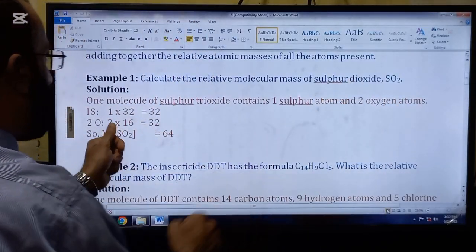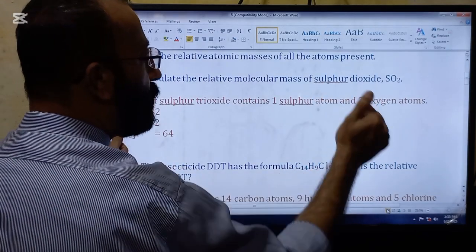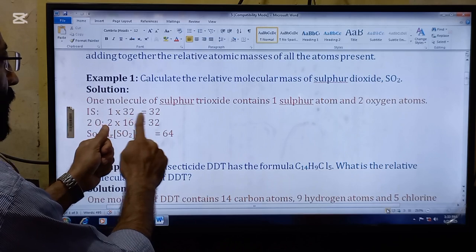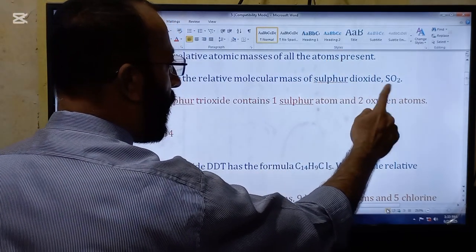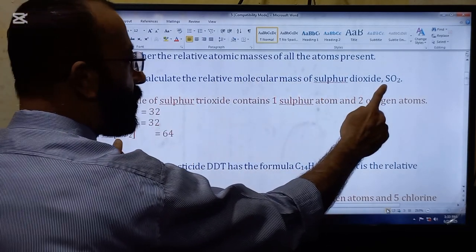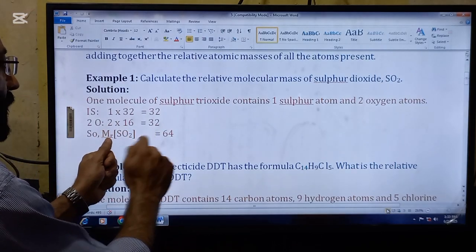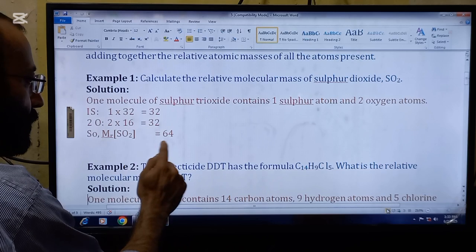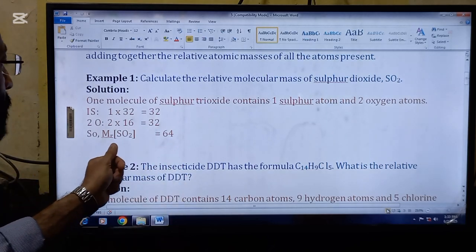So one sulfur atom stands for 1 multiplied by the relative atomic mass, which you can see in the periodic table, is 32. So 1 32 is 32. And there are two oxygen atoms in SO2. So 2 multiplied by the atomic mass of the oxygen atom, 16. So 2 16s are 32. Now you will add these two values, 32 plus 32, this is 64. This is the relative molecular mass of SO2.